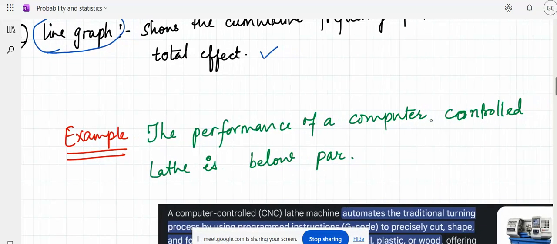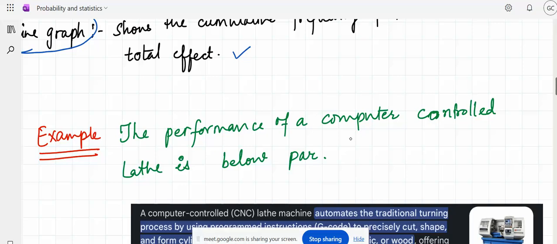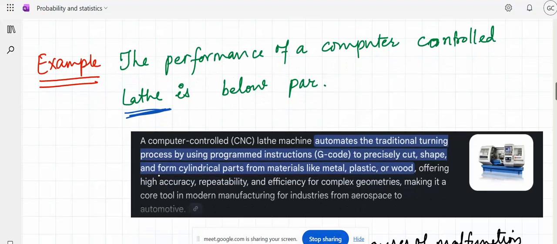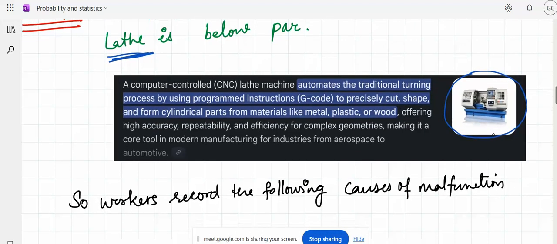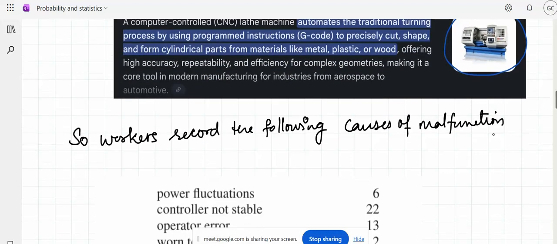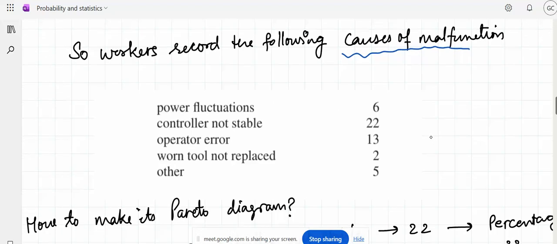Suppose, let us take this example. Suppose there is a computer controlled lathe machine. Okay, so what is a lathe machine? A lathe machine is for cutting, right? For cutting metal, plastic, or wood, right? So this is a computer controlled lathe machine. Suppose an engineer is working on this lathe machine, and they note that there are some malfunctions, right? And then they note the causes of the malfunction. So they found that these are the causes: power fluctuations, 6 times. Okay, it is a cause of the malfunction. And then controller not stable, this happens 22 times.